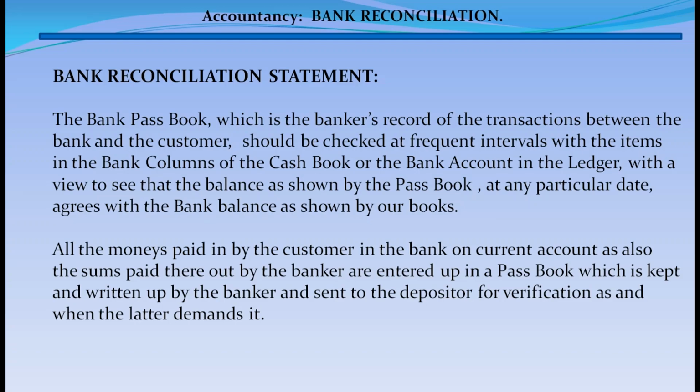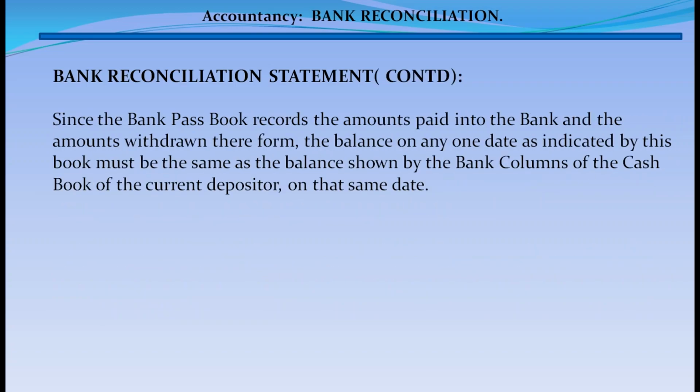All the monies paid in by the customer in the bank on current account, as also the sums paid out by the banker, are entered up in a passbook, which is kept and written up by the banker and sent to the depositor for verification as and when the latter demands it. Since the bank passbook records the amounts paid into the bank and the amounts withdrawn therefrom, the balance on any date as indicated by this book must be the same as the balance shown by the bank columns of the cash book of the current depositor on the same date.